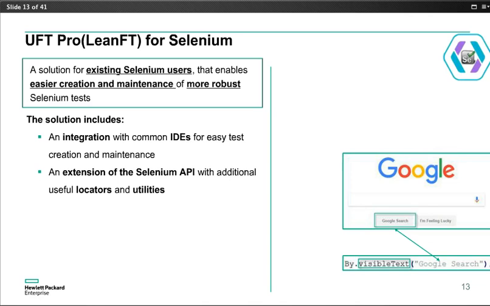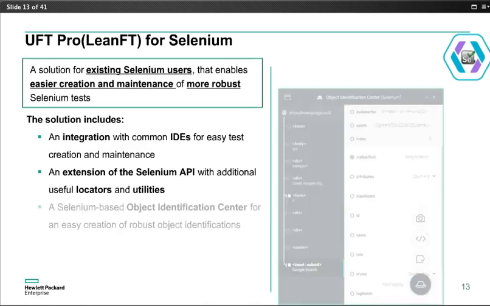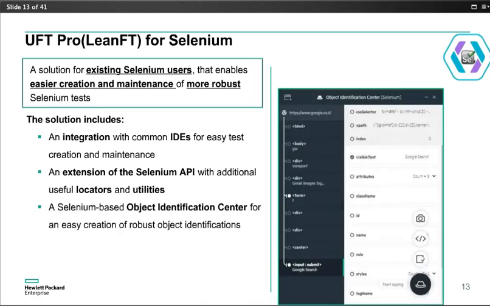We also provided additional utilities, for example, the ability to highlight or to take snapshots of specific areas in the screens. And the most important thing here is the Object Identification Center that you are all familiar with, that also supports now Selenium and the locators that I mentioned before, both the Selenium ones and the ones that we added on top of it.